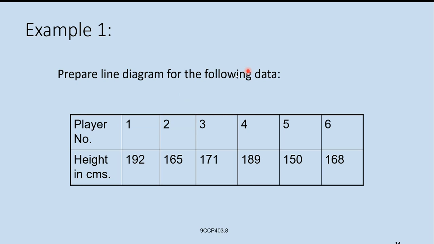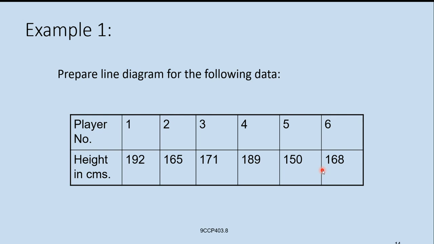Prepare a line diagram for the following data. Player number one, height. In the earlier example, I told you about the single dimension, where I took student name and marks obtained. Here we are taking player number and height in centimeters. This is an individual observation problem where we do not have any frequency. Here the first player has a height of 192 centimeters, second player is having 165 centimeters, third player is having 171 centimeters, and so on.